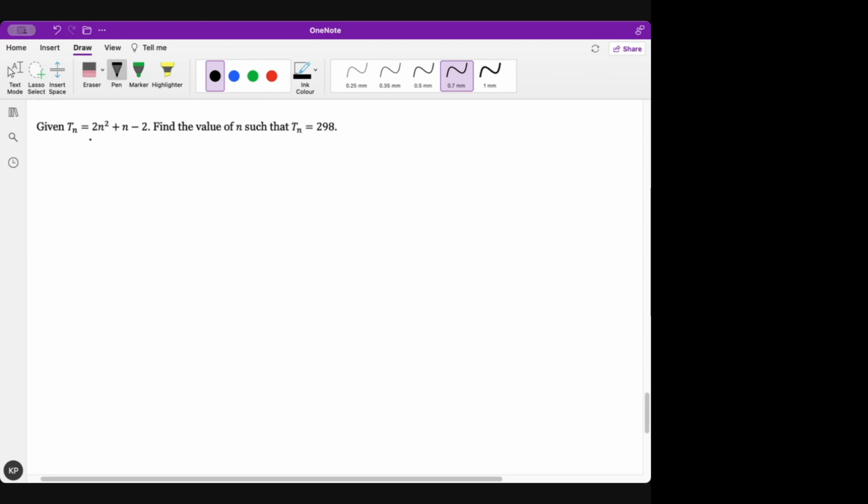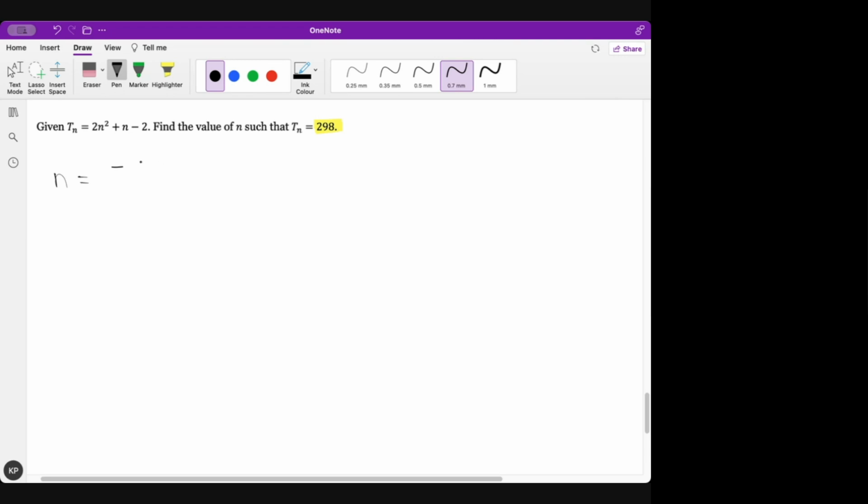Given that tn is equal to 2n squared plus n minus 2, find the value of n such that tn will be equal to 298. We are doing the same thing. Can we have people working on their own? The fastest fingers first. Whoever finds it first, please send it in the chat and let us see.